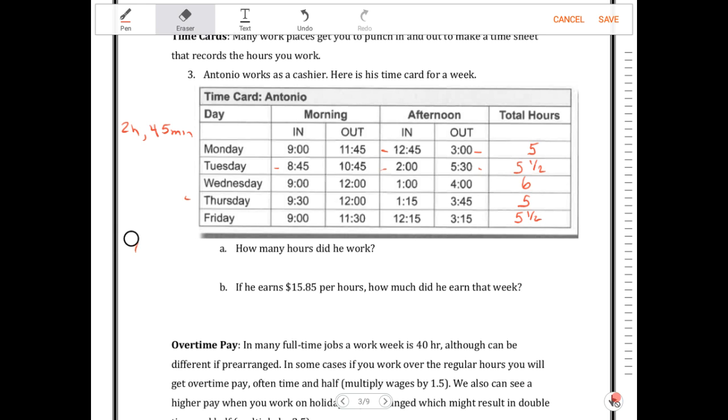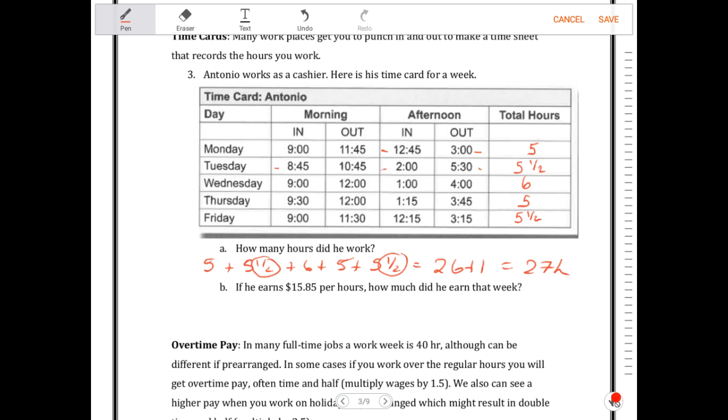They want to know here how many hours in total did the person work. Well, that's basically just adding everything up. So we have 5 plus 5.5 plus 6 plus 5 plus 5.5. Let's do our whole numbers first. That's nice. So we have 5, 10, 16, 21, 26. Then we have to add 1/2 plus 1/2, or that's like saying 30 minutes plus 30 minutes. So in total, we have 27 hours total of work.